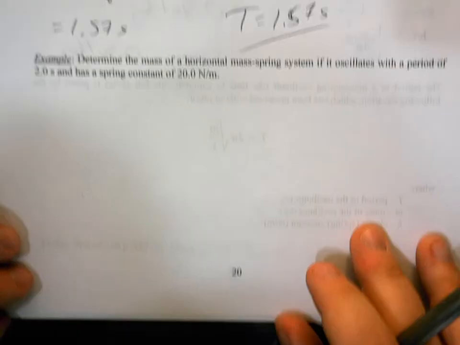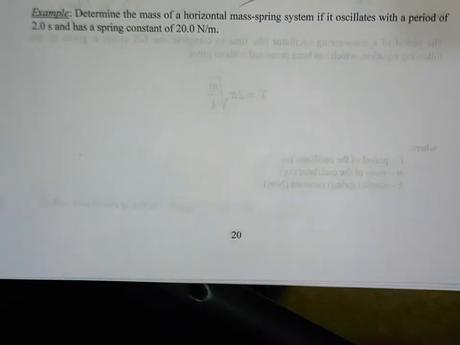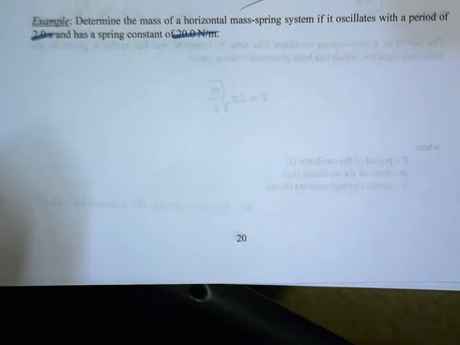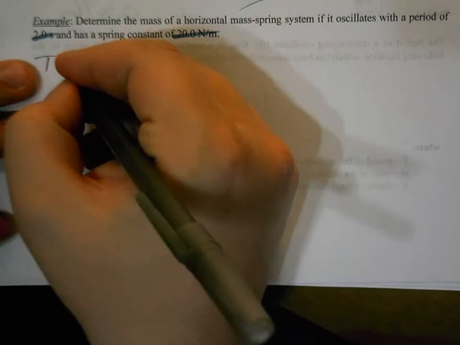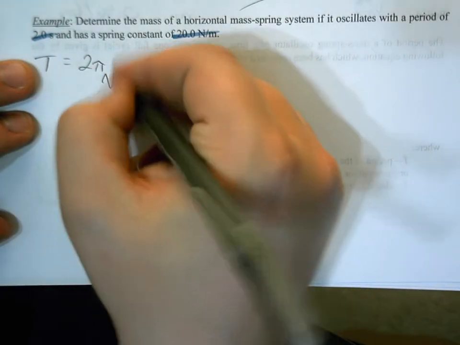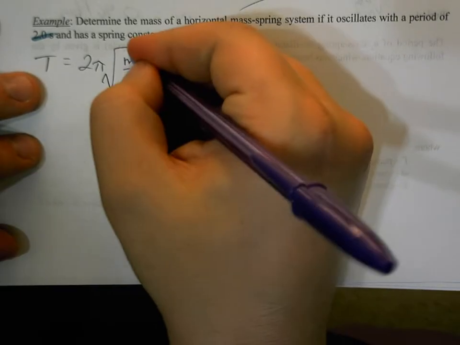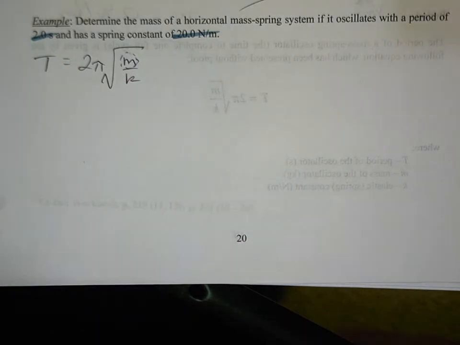Let's do one that's a little bit more involved. So we want to find the mass of a horizontal spring system if it oscillates with a period of 2 seconds and a spring constant of 20 newtons per meter. Right. We have T equals 2 pi times the square root of m over k. What we're interested in is the mass. What makes this a little bit more challenging? The mass is buried under a square root and there's all this other lovely stuff attached to it.